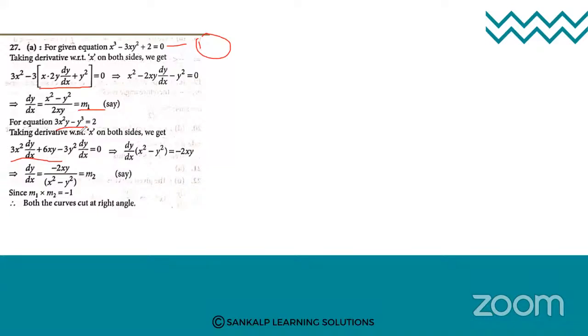So when we simplify we get dy by dx is equal to minus 2xy upon x square minus y square, which is m2. When we take the product m1 into m2, we can see that m1 into m2 will be equal to minus 1. So when you multiply these two, you get minus 1. So they are at right angle. The curves are meeting at right angle.